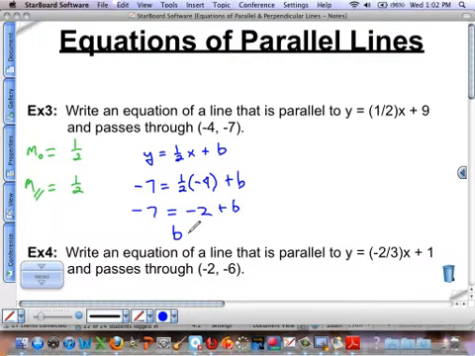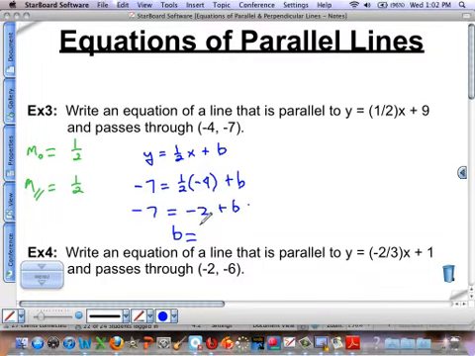All right. So Sean, we're right here at this step. So if -7 equals -2 plus B, what does B equal? We have -7 equals -2 plus B. So what does B equal?